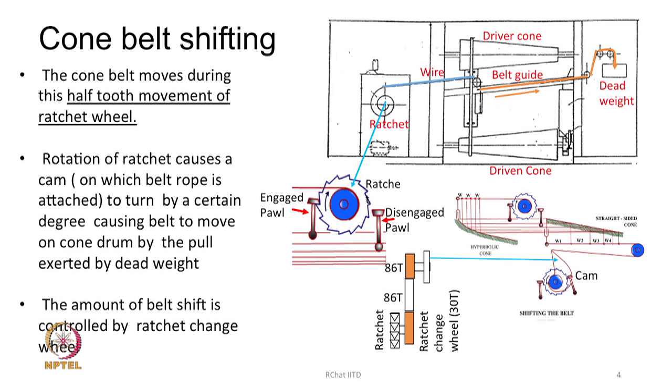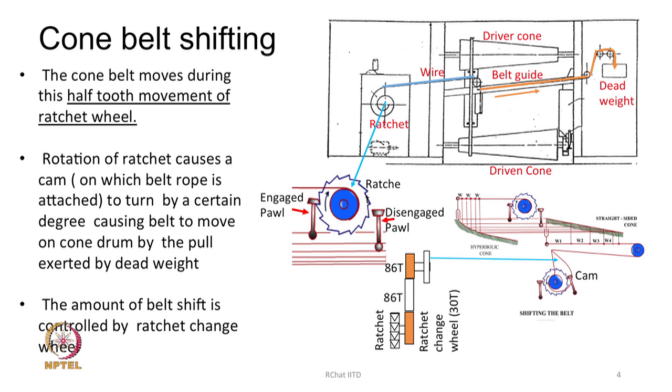The other pole, the right hand side pole, is in disengaged position. It is away from the tooth and not having any effect. So, there are two poles, one on the left hand side and the other on the right hand side.